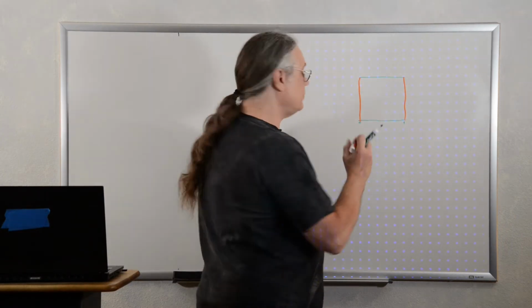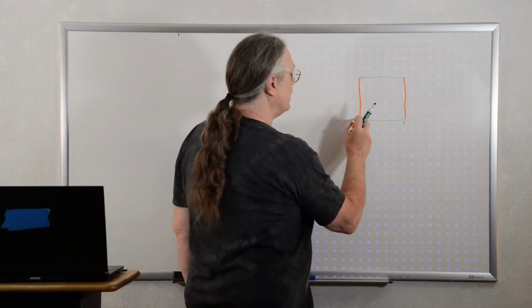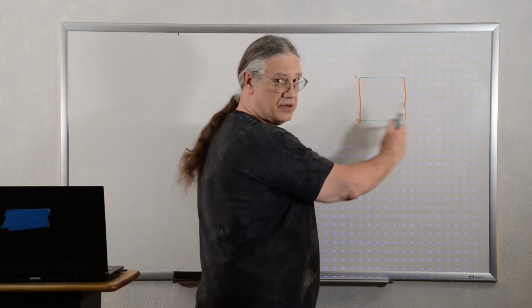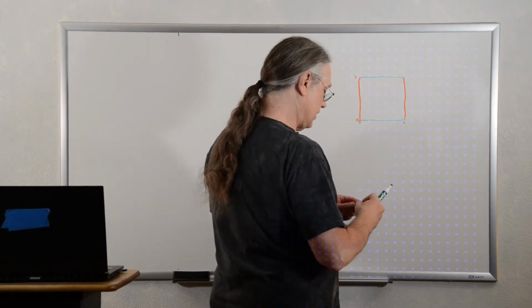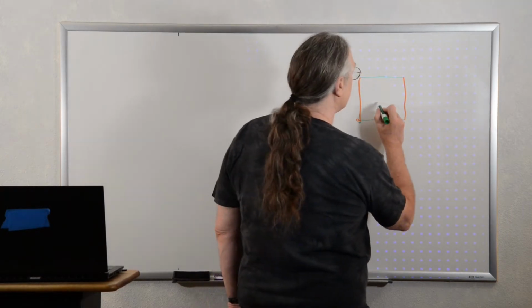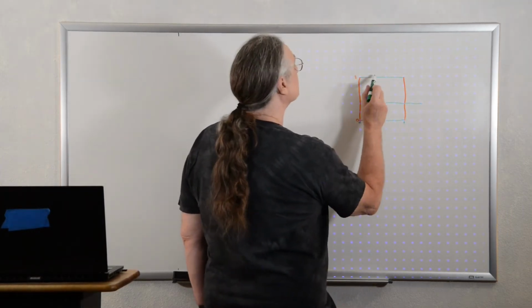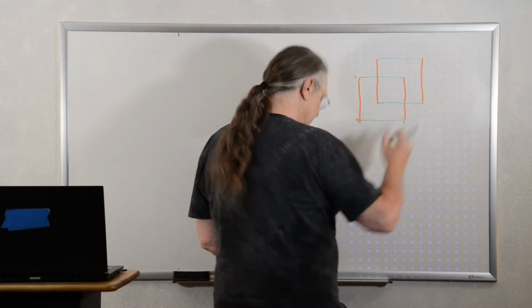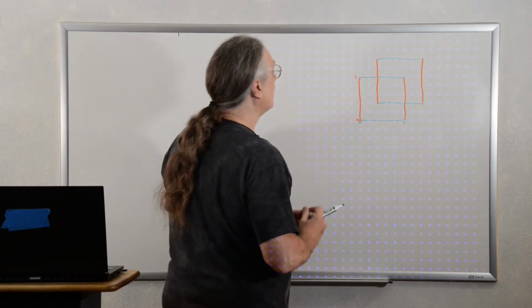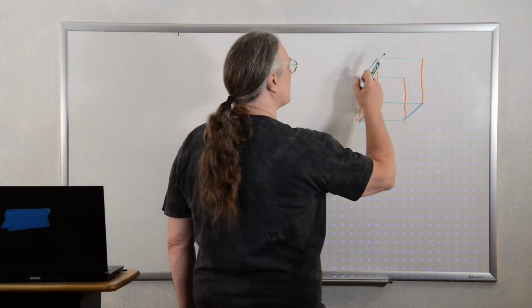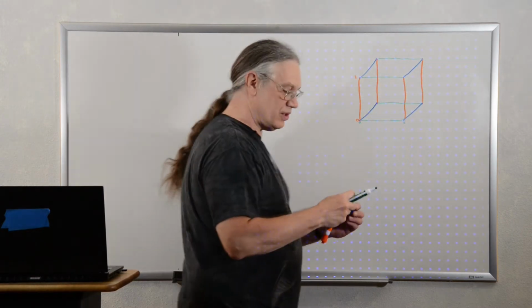Now I have a two-dimensional cube. I go from 0 to 1 in the y dimension and 0 to 1 in the x dimension. To go to the next dimension, I copy what we have and connect the corners. This is a three-dimensional cube.